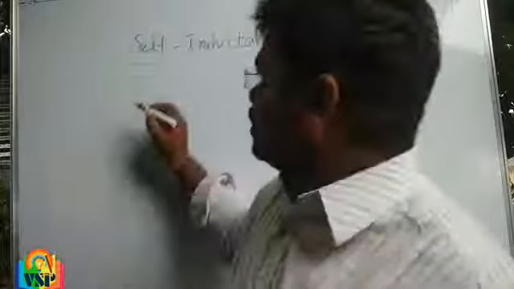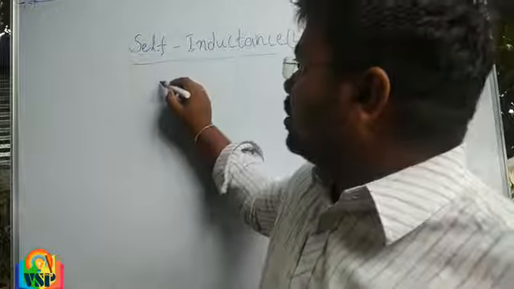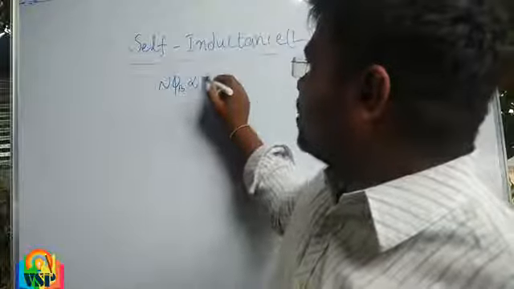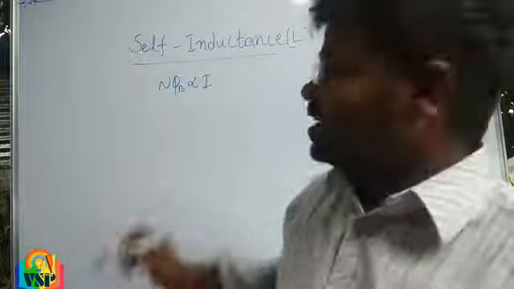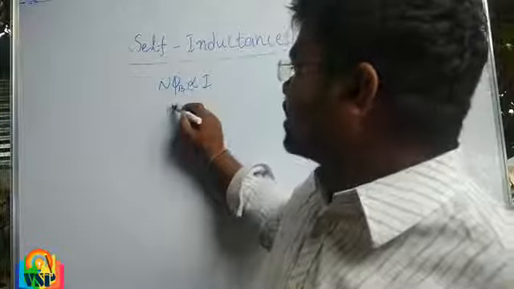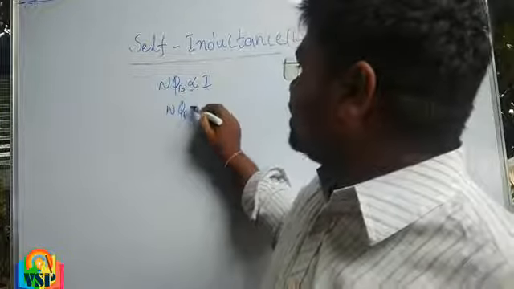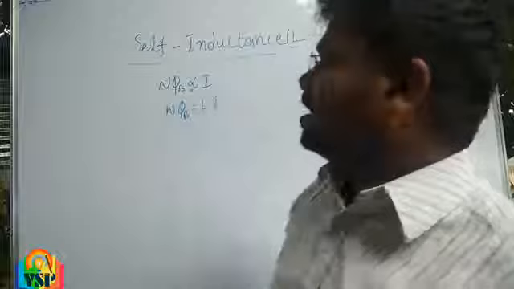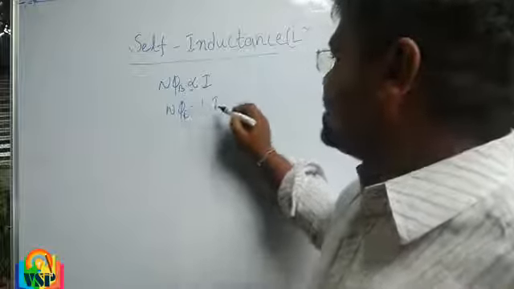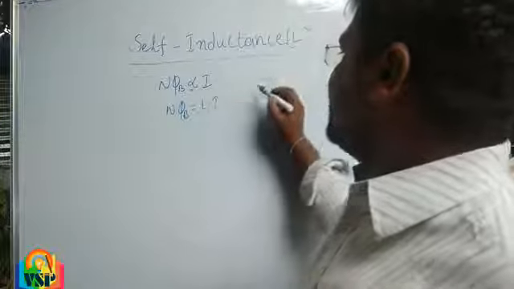We know that magnetic flux is directly proportional to current. By removing this proportionality, we can define self-inductance. N phi B is equal to L I. So N phi B is equal to L into I.